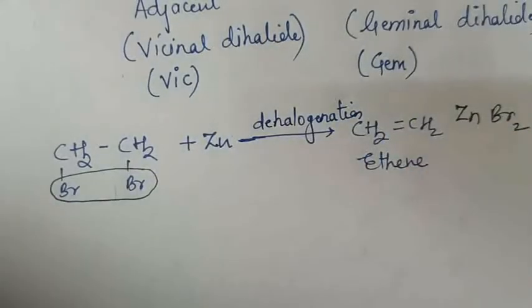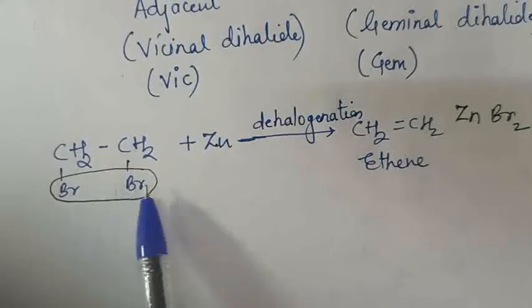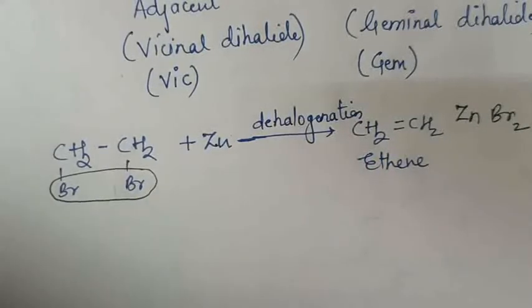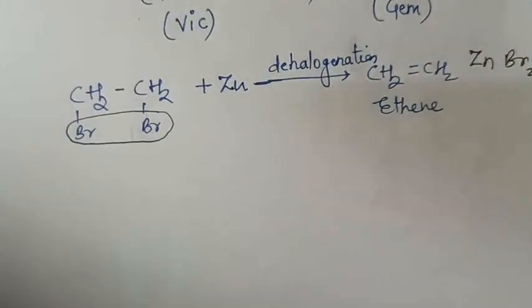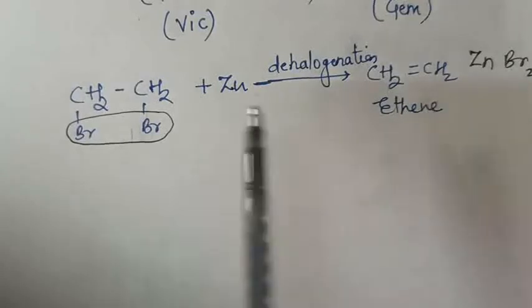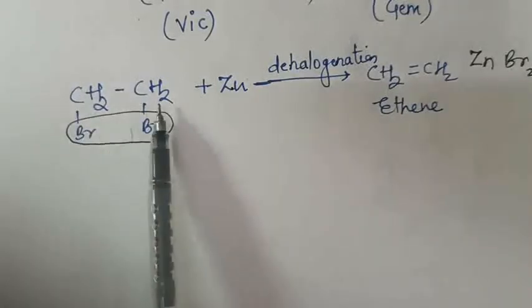In the previous videos I have told you the meaning of De is minus. So we are removing halogens, that is why we can very well call it dehalogenation. So I hope dehalogenation, or you can say preparation of alkenes from vicinal dihalides, is clear to you.